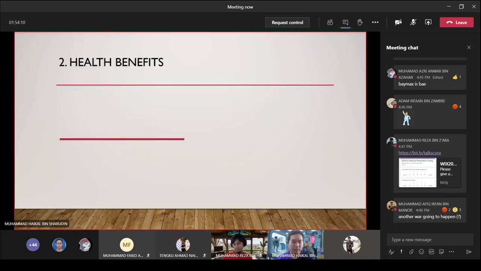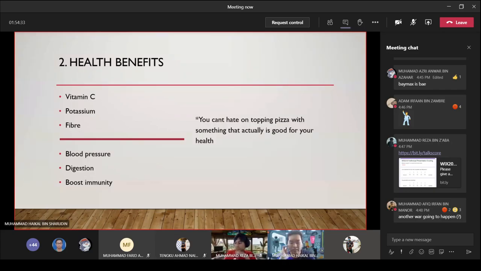And second, the health benefits. Pineapple is a tropical fruit, and fruit has a lot of benefits. Specifically, pineapple is rich in vitamin C, potassium, and fiber, which mainly help with our blood pressure and digestion, and also boost our immunity. So a little reminder for you all: you can hate on topping pizza with something that is actually good for your health.